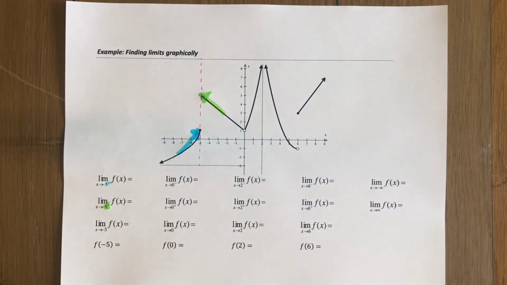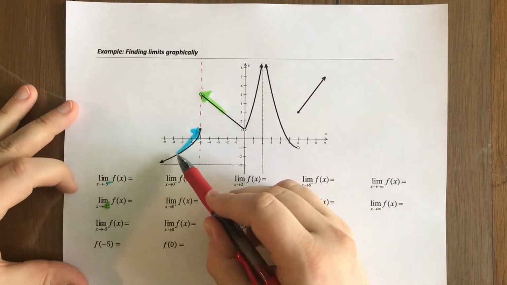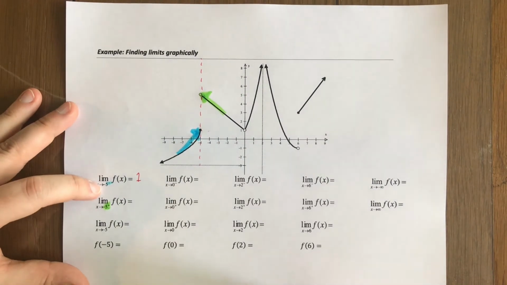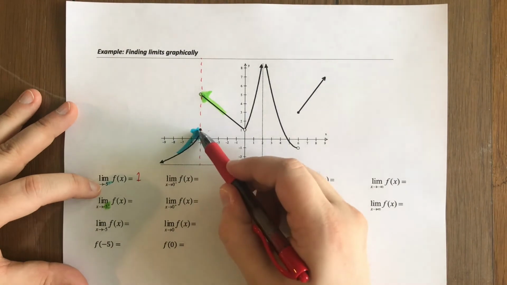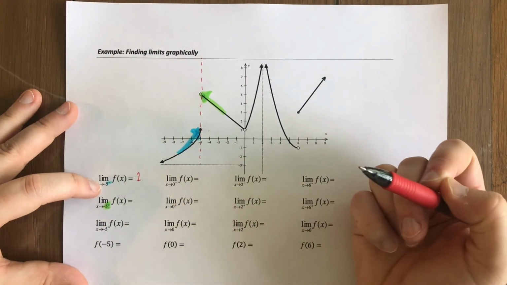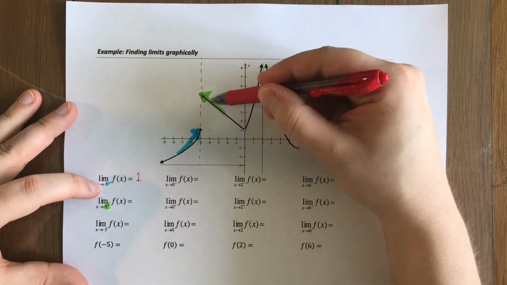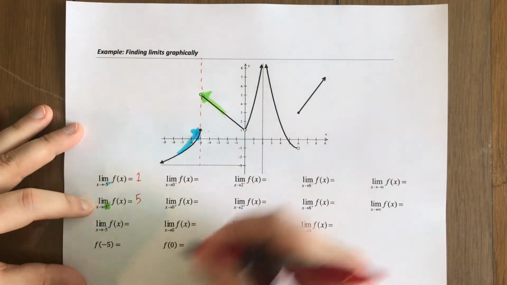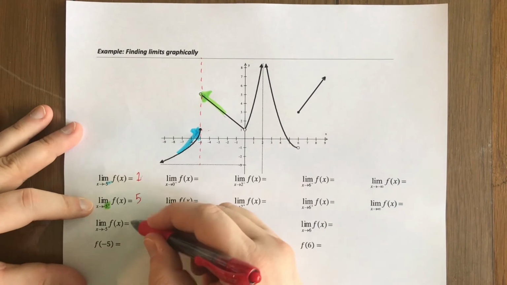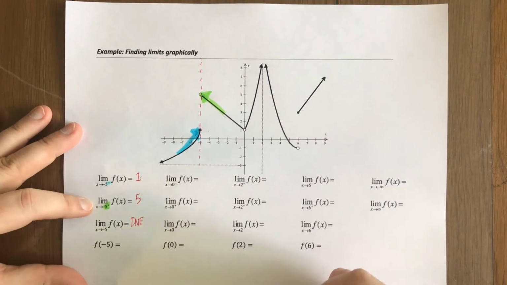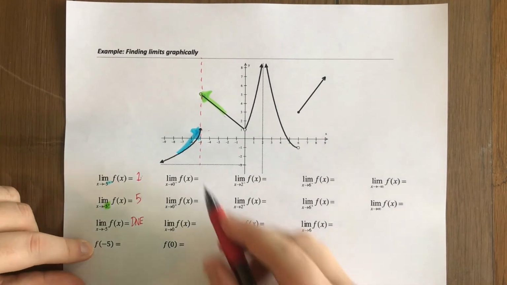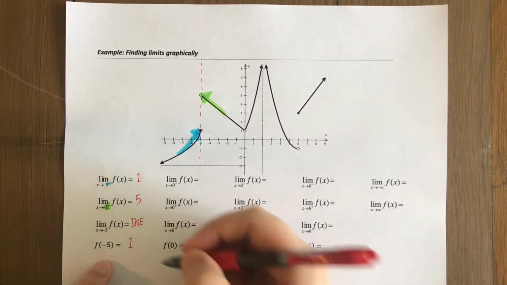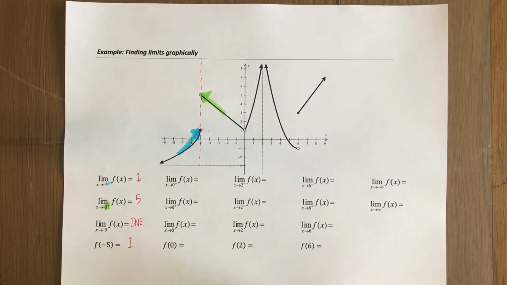So the limits of these are basically just asking me, what are they approaching? So this blue one, it's approaching this height of 1. So that's what this limit is. From the left-hand side of -5, the function looks like it's supposed to reach a height of 1. From the right-hand side, the function looks like it's supposed to reach a height of 5. Okay, these are not the same number, so the limit does not exist. That doesn't mean the function doesn't exist. The function does exist. We have a point right there at 1. So f of -5 is actually equal to 1.